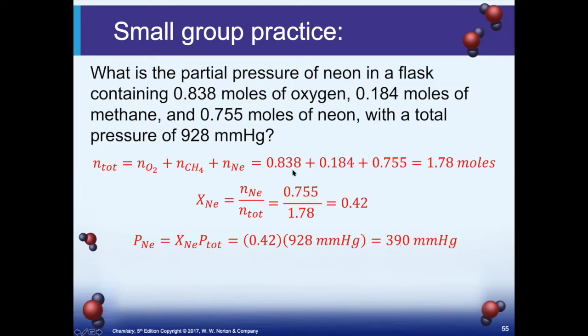And it didn't specify whether it wanted it in units of atmospheres or millimeters mercury or torr. So you could have just left it with millimeters mercury. But be aware of that. Sometimes the question might expect it in units of atmospheres, and then you'd have to do a unit conversion. All right, so good job.